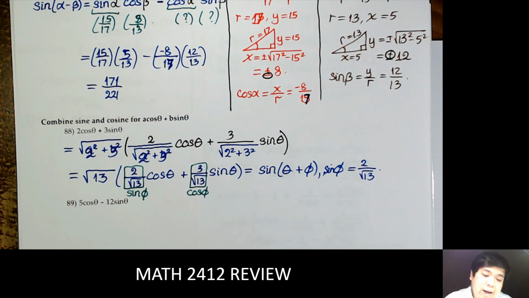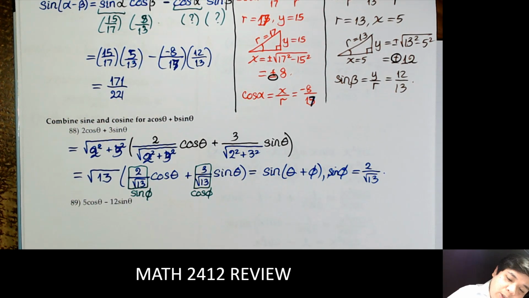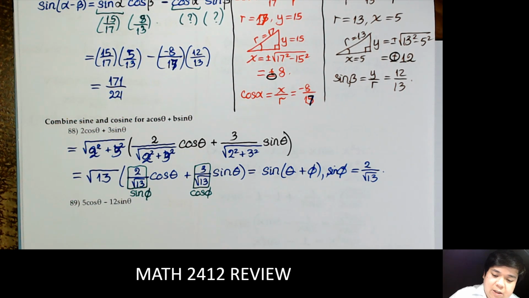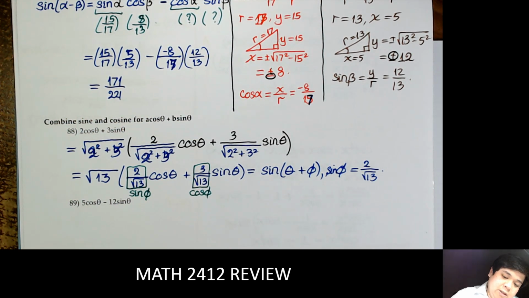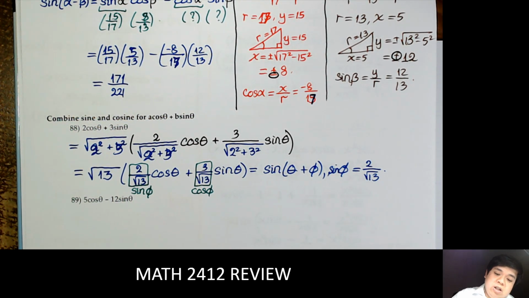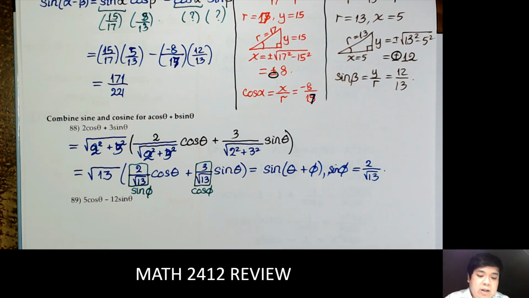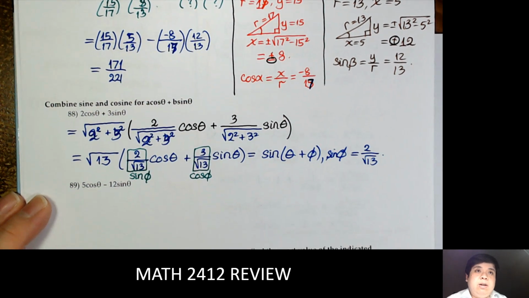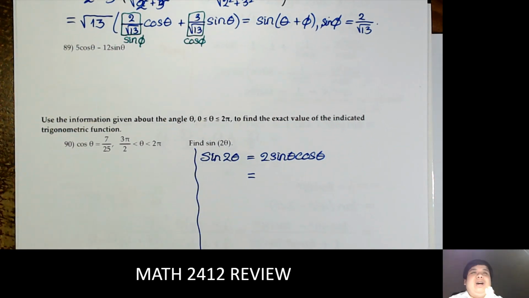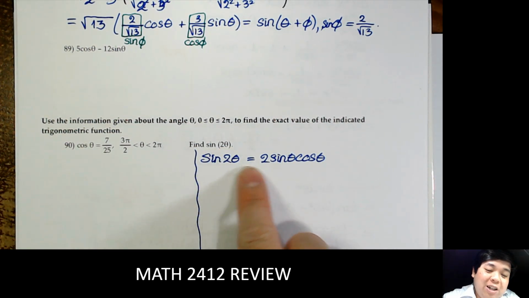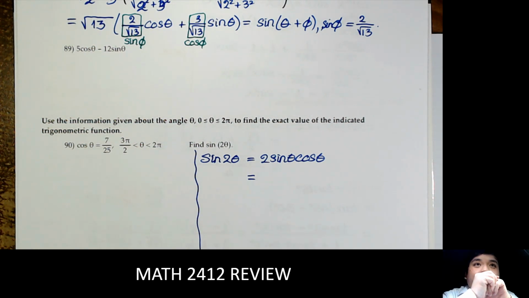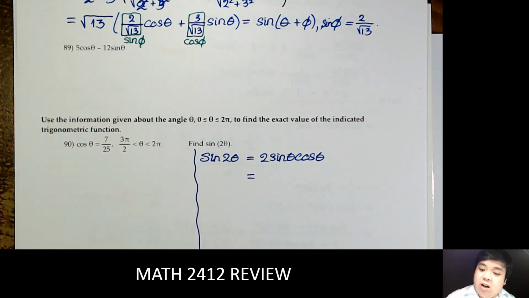Right. Next is double angle. Find sine of 2 theta. Sine of 2 theta is 2 sine theta cosine theta. We know cosine already, we just need to find sine, and that should be very simple. Sorry, you haven't seen the form. So sine of 2 theta is 2 sine cosine. Right, so we have cosine already, just need to find sine.